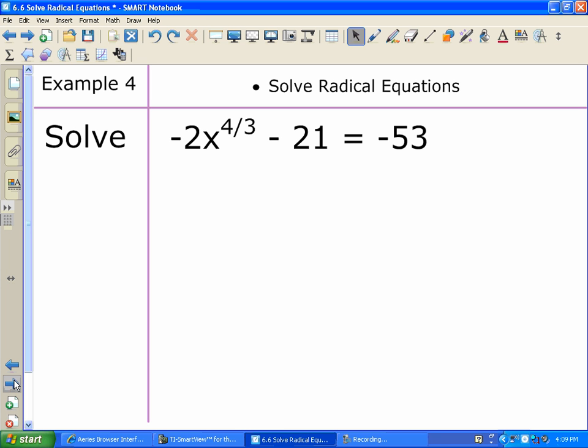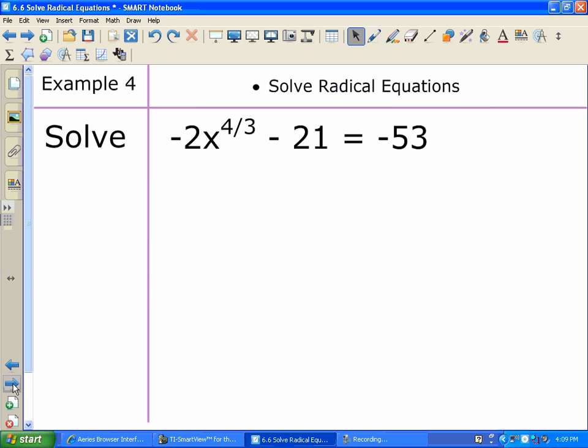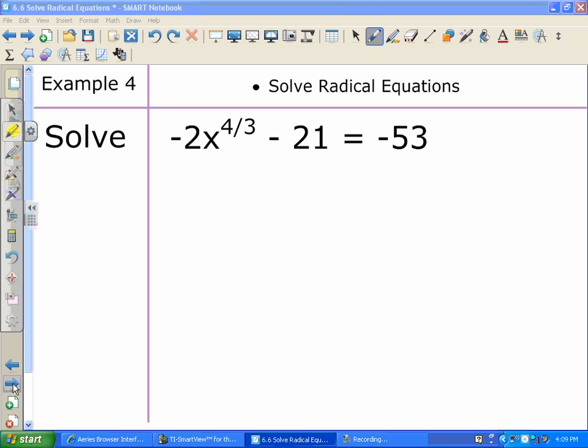The process that we go, still isolate the radical. We need to get x to the 4/3 by itself. On the previous problem, the 3x plus 4 was raised to the 3/2 exponent. On this problem, nothing is connected to that x. That x is by itself. There's no parentheses connecting anything to that 4/3 and that x.